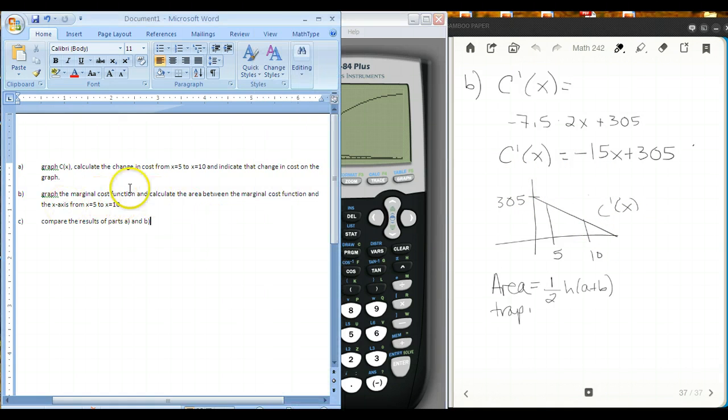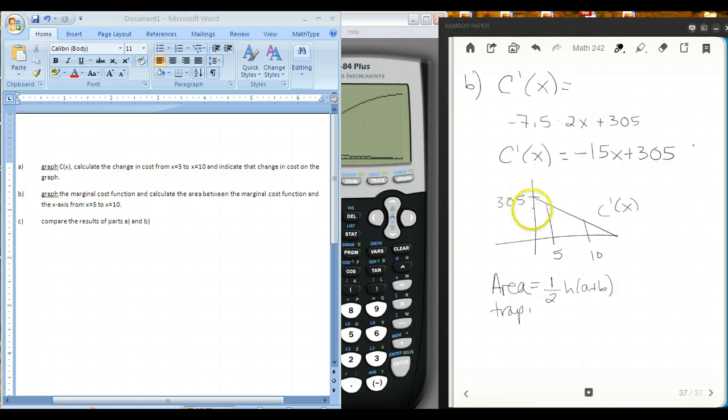And now it asks us to calculate the area between marginal cost function and the x-axis from x equals 5 to 10. Okay, well, if I use my sketch here, the area between the curve and the x-axis from x equals 5 to 10, that's all this stuff right here, yeah? All that stuff, okay? And if you can recognize, this is starting to tie in with what we've been doing in chapter 13 so far, right? Area underneath a curve. This should sound a little bit familiar.